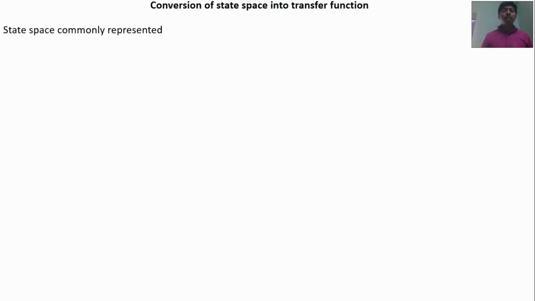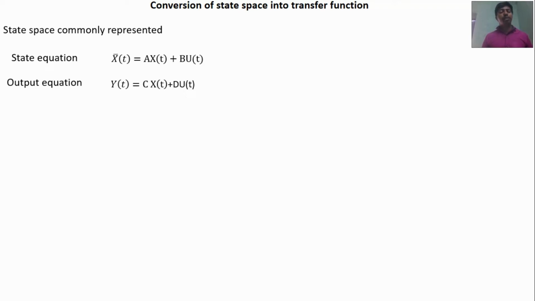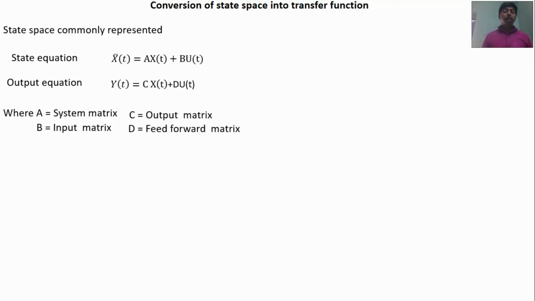The state space approach is commonly represented by the state equation, the differential equation x dot is equal to A into x of t plus B into u of t, where x of t states x1, x2 are the state variables. The output equation is represented as y of t is equal to C into x of t plus D into u of t. This is the general representation, where A is called the system matrix, B is the input matrix, C is the output matrix, and D is the feed forward matrix. If a system has a feed forward element, then only D will be a finite value, otherwise D will be 0.